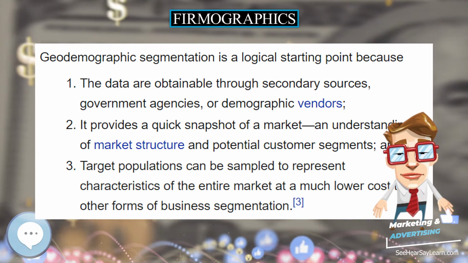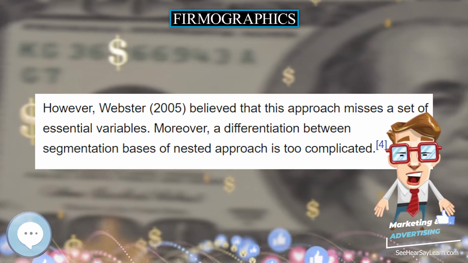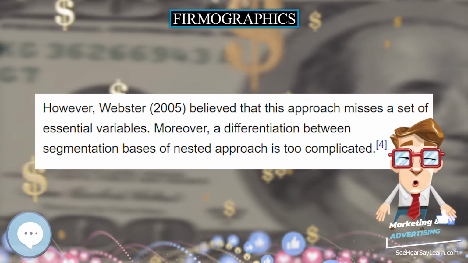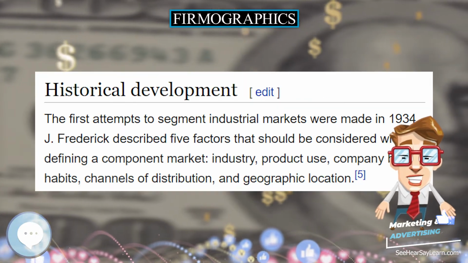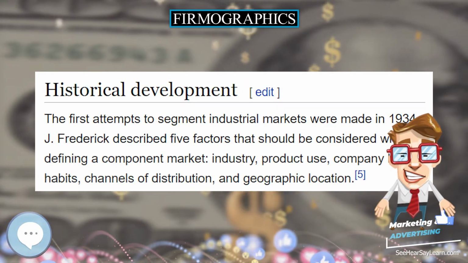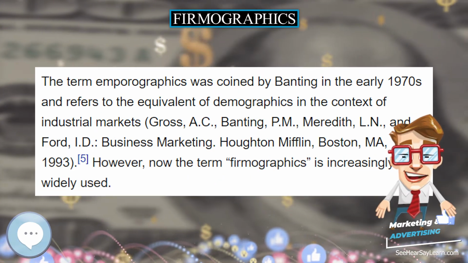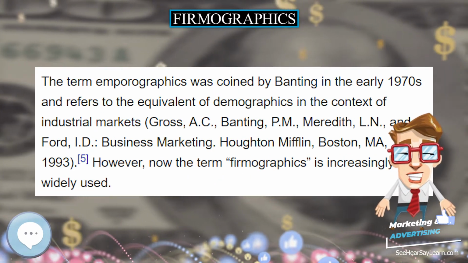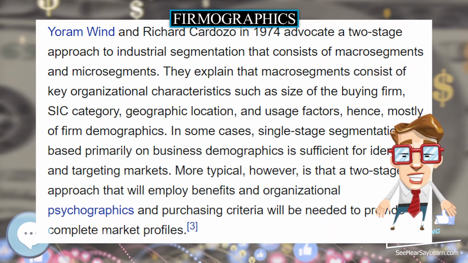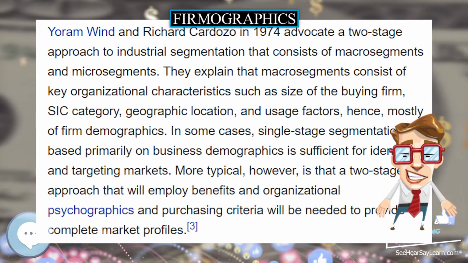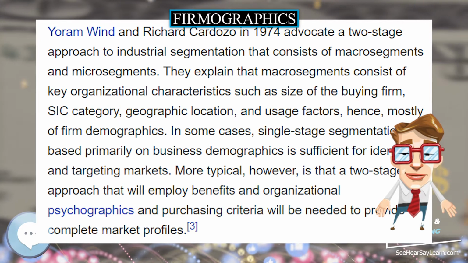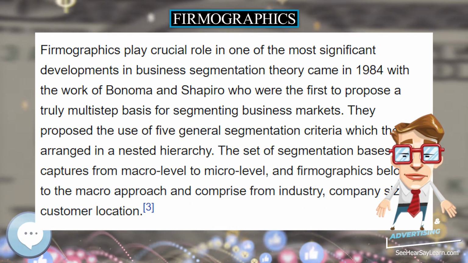Yoram Wind and Richard Cardozo in 1974 advocate a two-stage approach to industrial segmentation that consists of macro segments and micro segments. They explain that macro segments consist of key organizational characteristics such as size of the buying firm, SIC category, geographic location, and usage factors, hence, mostly of firm demographics.